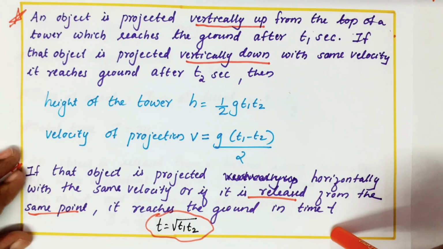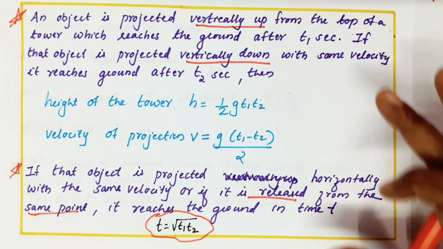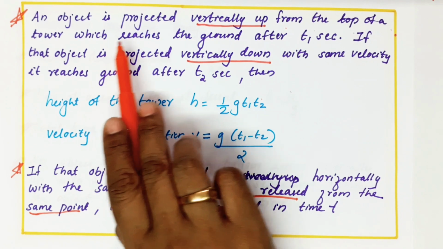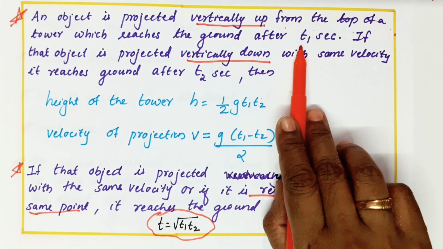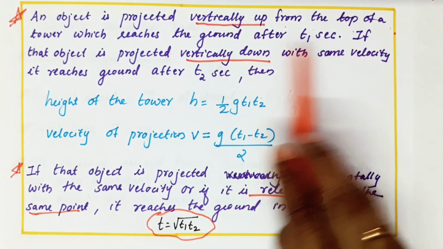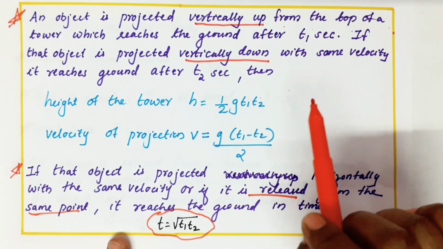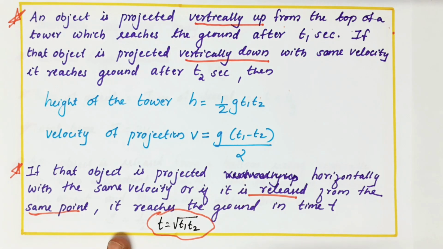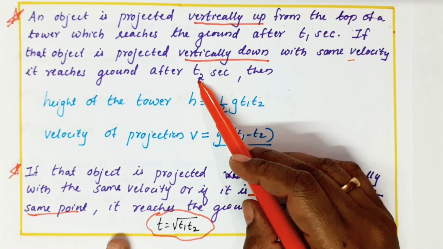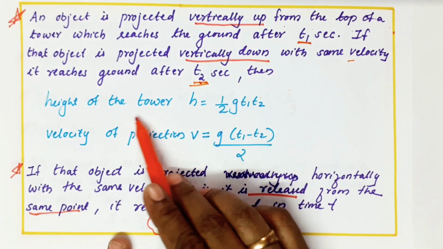Next, this is another main question from this chapter. I want to join a few cases. An object is projected vertically up from the top of a tower and reaches the ground after t1 seconds. So in the first case, you are throwing a body up from a tower. If that object is projected down with the same velocity, what is the meaning of projecting down? We are giving a velocity. With the same velocity, it takes the time of t2. First time it takes t1, next time it takes t2. They will ask the height of the tower.